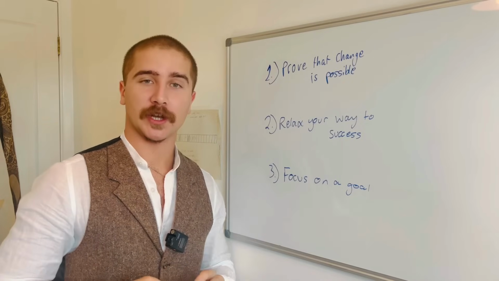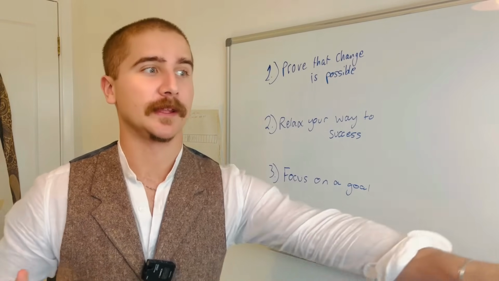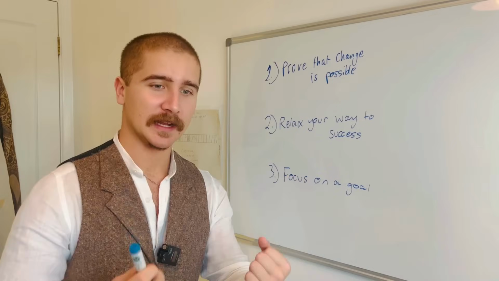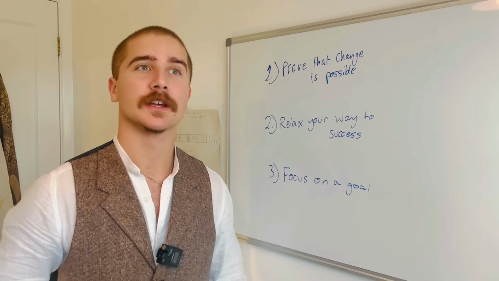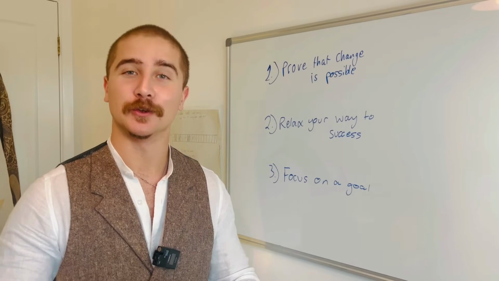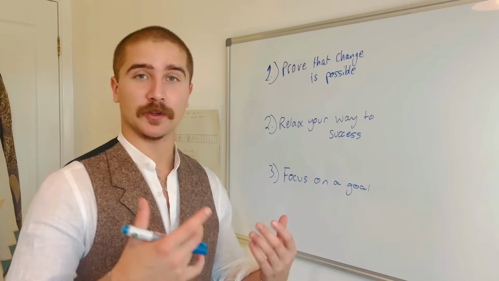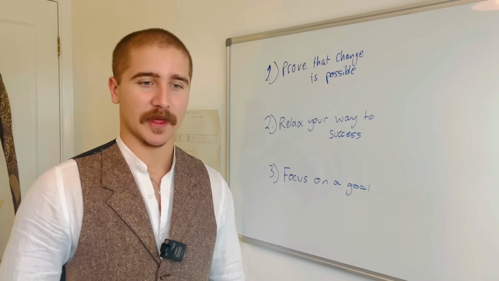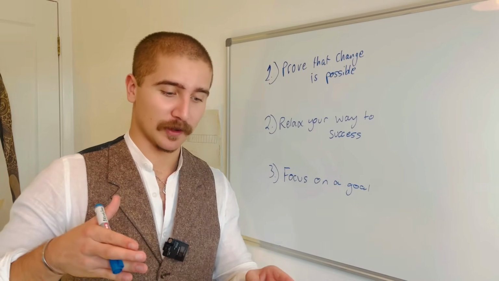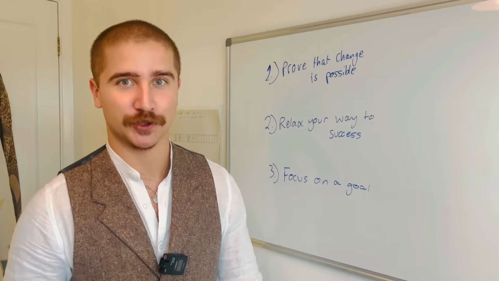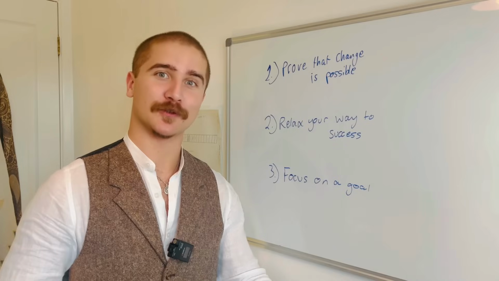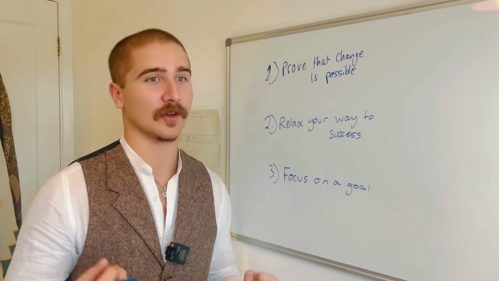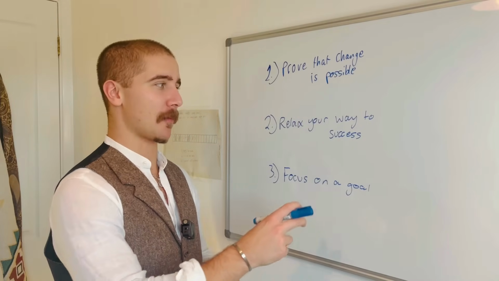Number 1, prove that change is possible. You need to give your brain the feeling of self-efficacy to show that despite your most ingrained and hardly programmed subconscious programming, you can change. So take a habit you do regularly and change it. For example, perhaps each time you leave the house, you put your right shoe on before your left shoe. So start putting your left shoe on before your right shoe to give your brain that little bit of feedback that, oh, we can change when we put our mind to something.